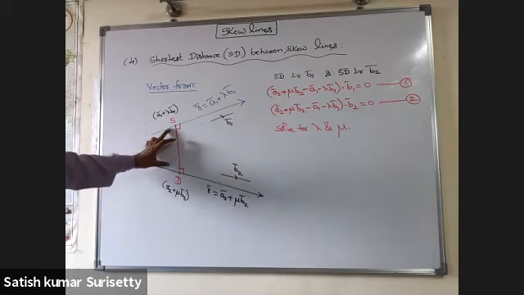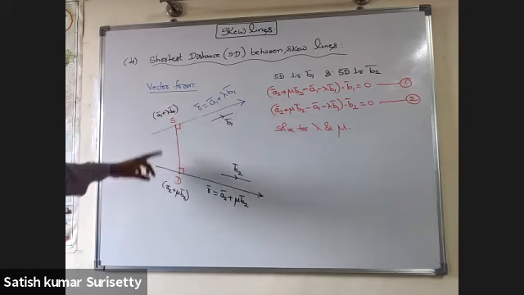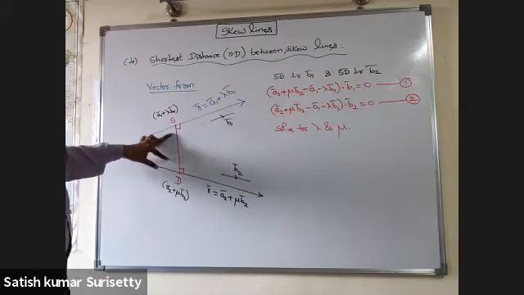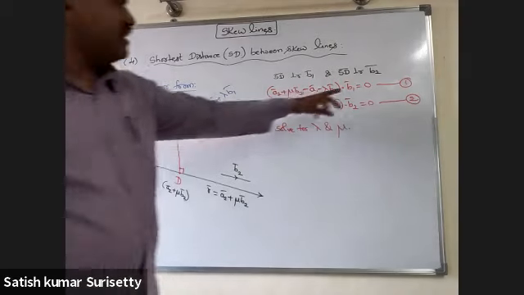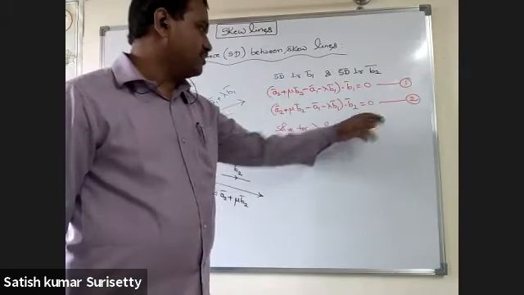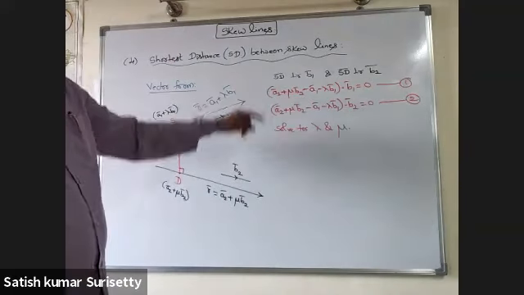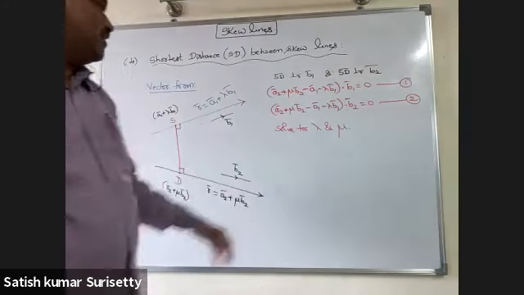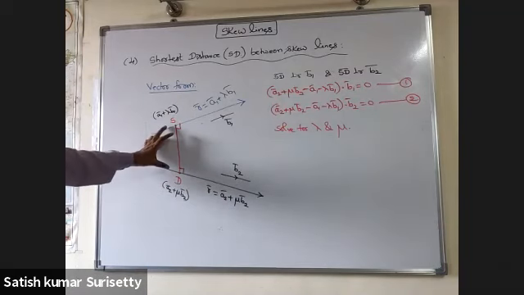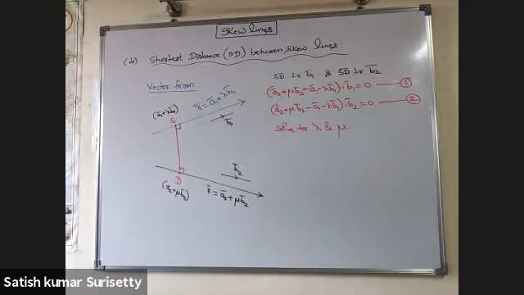Then SD bar is perpendicular to b1 bar as well as to b2 bar. So the dot product of SD bar with b1 bar is 0 and the dot product of SD bar with b2 bar equals 0. By solving these equations, we can find lambda and mu. Once you get lambda and mu, you can find the position vectors of S and D. Then you can calculate the length of the shortest distance as well as the line of shortest distance.